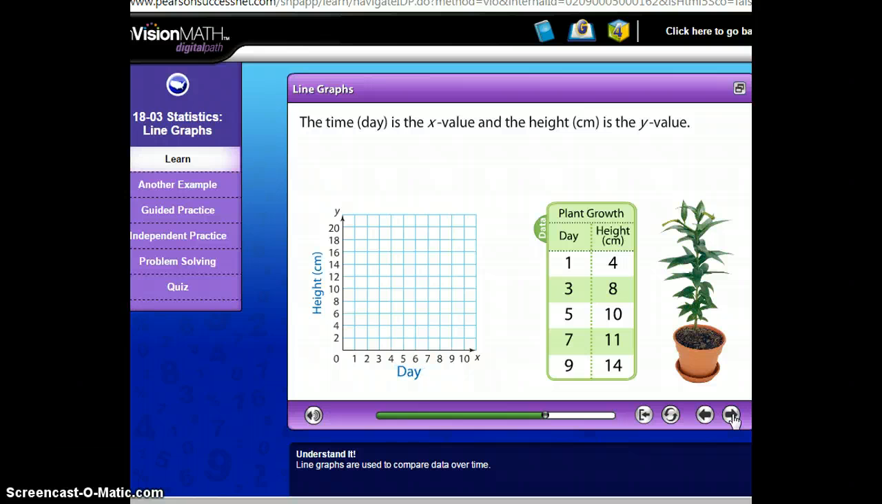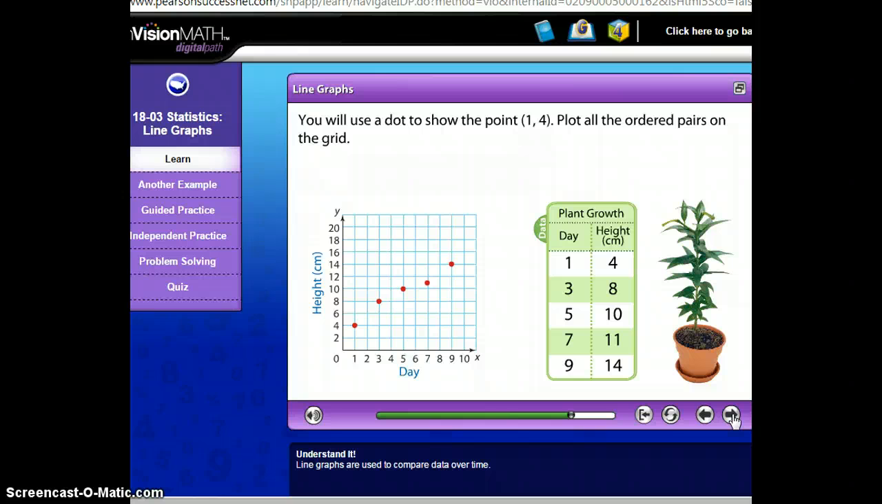The time, day, is the x value, and the height, centimeters, is the y value. How would you name the coordinates of the first ordered pair? The coordinates of the first ordered pair would be 1, 4. What symbol do you use to plot the point on the coordinate grid? A dot. You will use a dot to show the point. 1, 4. Plot all the ordered pairs on the grid.